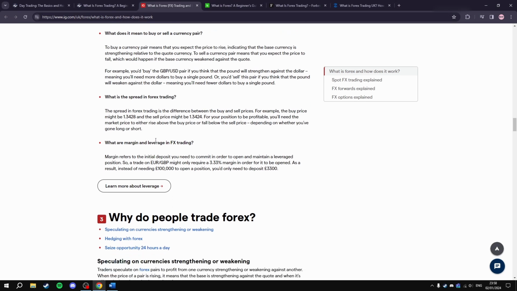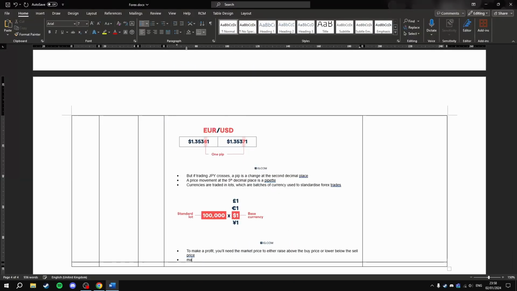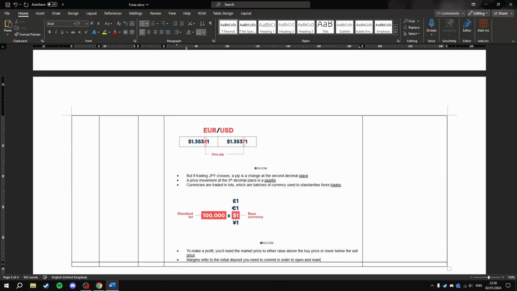What are margins and leverage and effects? Margin refers to the initial deposit you need to commit in order to open and maintain a leveraged position.